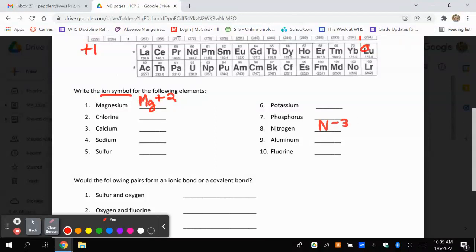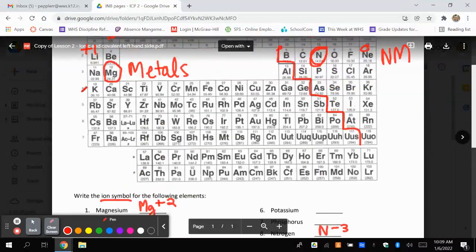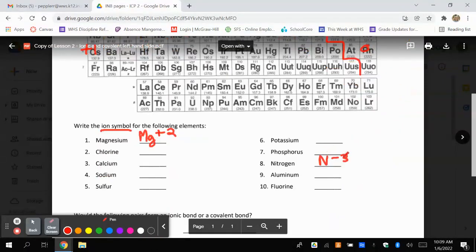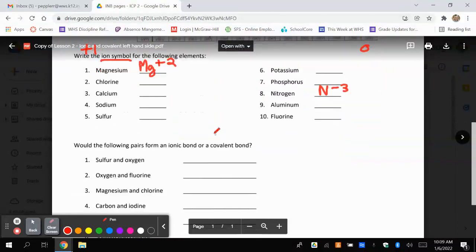I want you to go through and write the ion symbol for all of the rest of the elements listed here. You write the element symbol, and then you look at what group it's in on the periodic table, and that's what's going to tell you its ion charge. You add that as a superscript, slightly above the element symbol. Okay, that's part 1 of this activity.